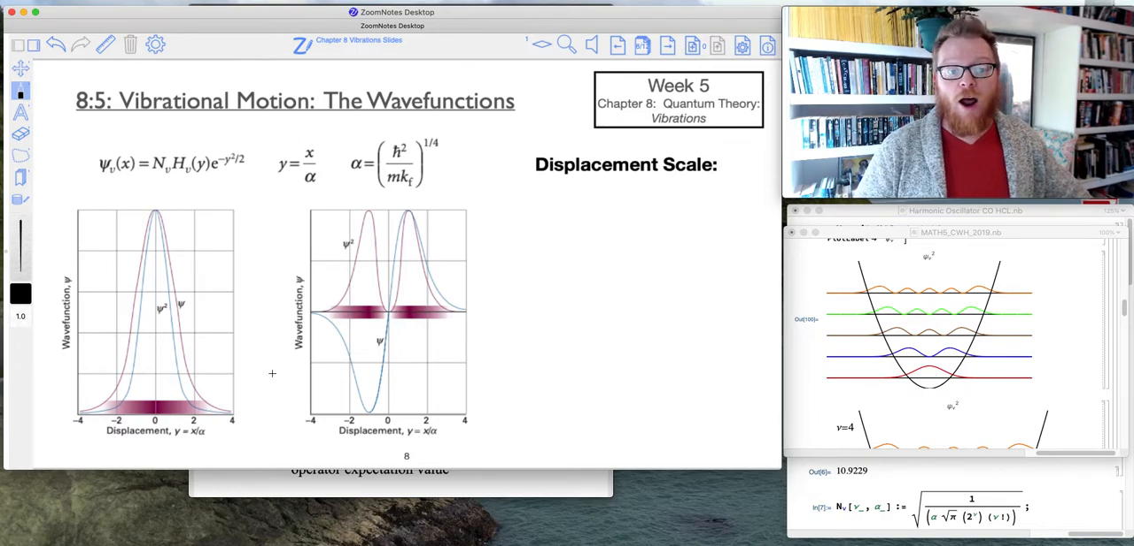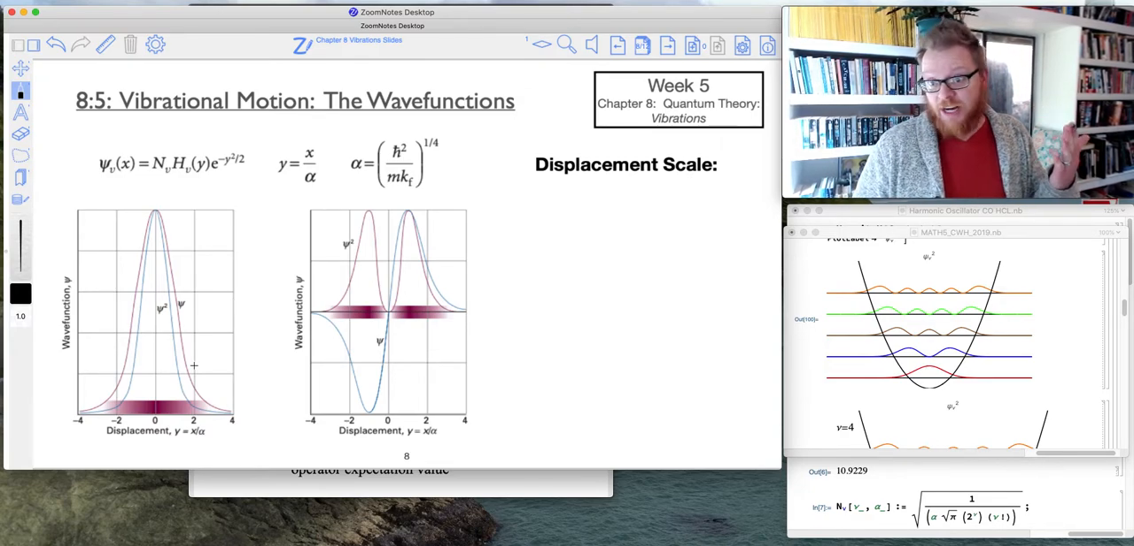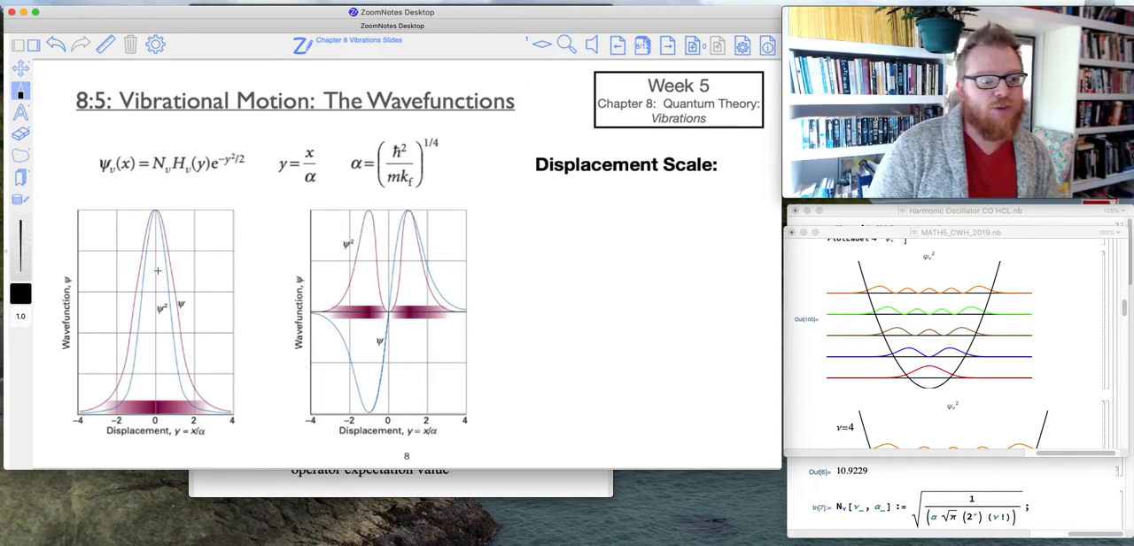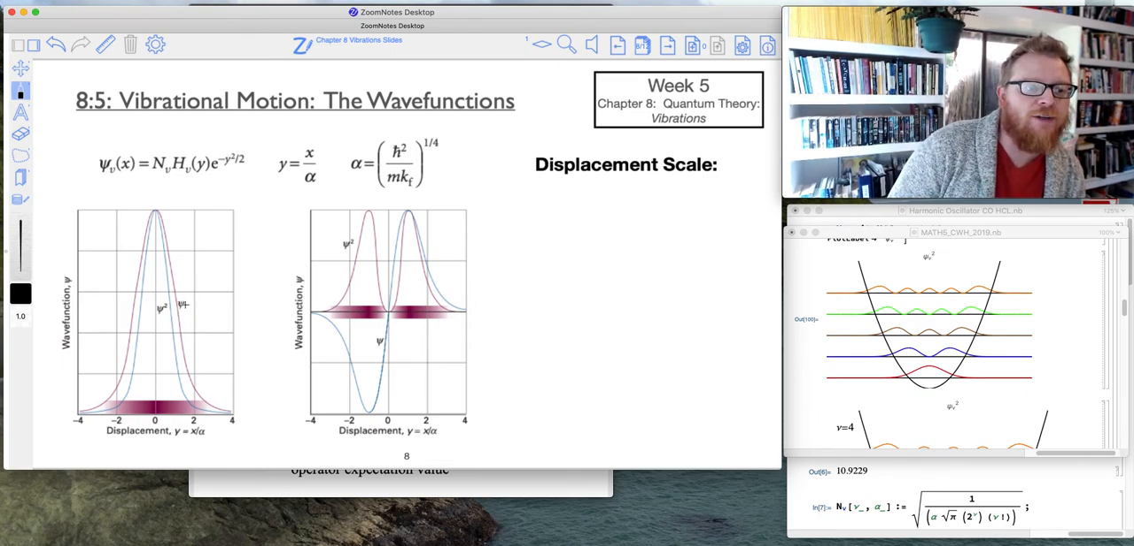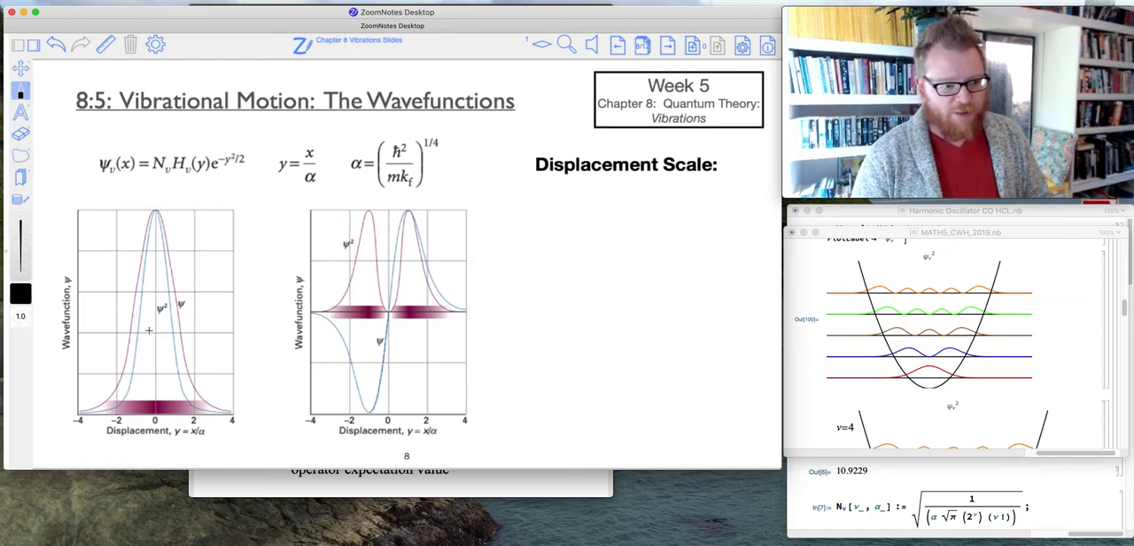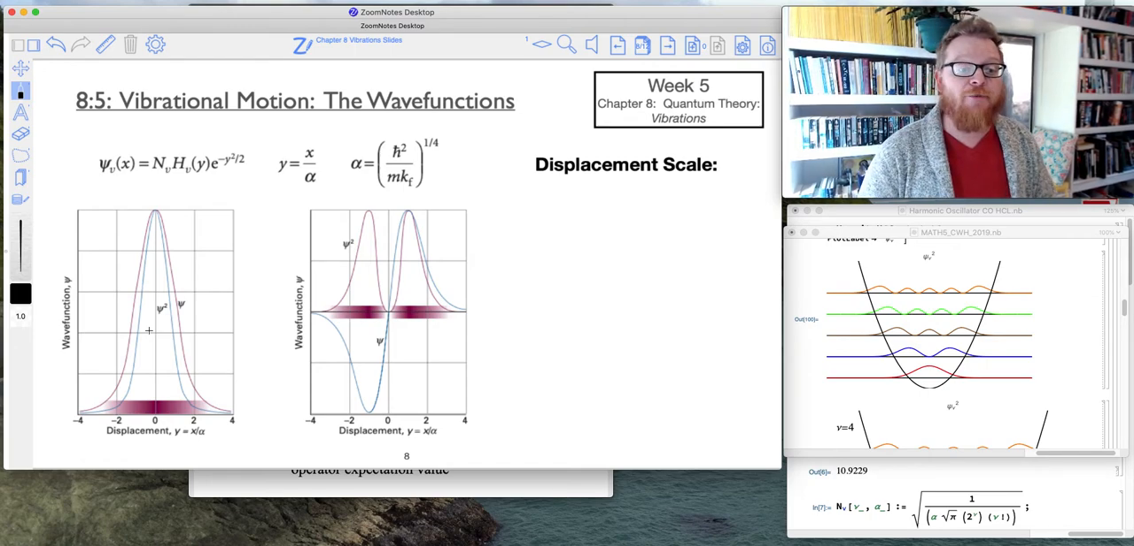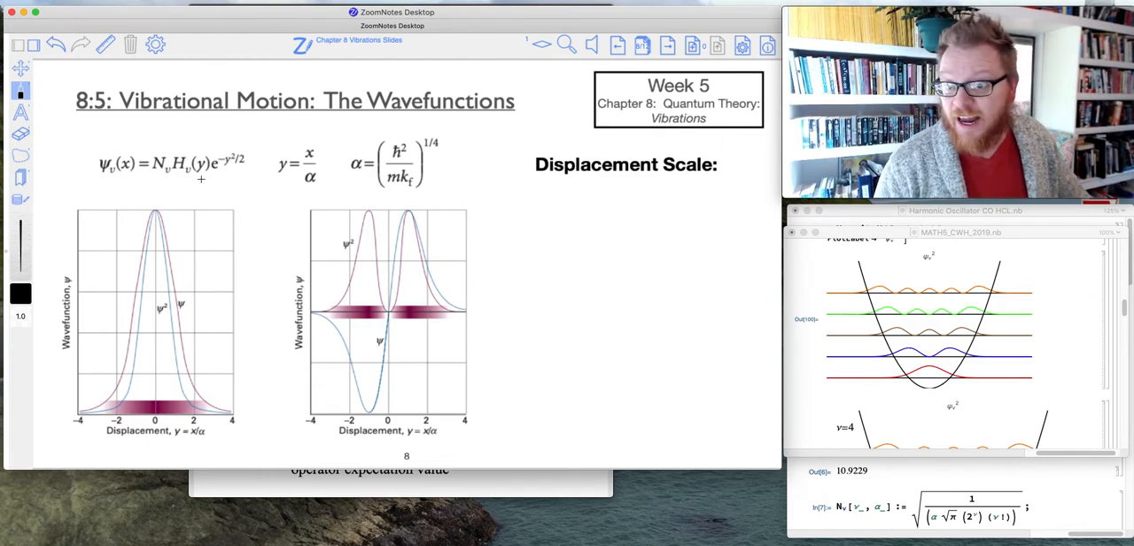So I want to talk more on this displacement scale. And now that we have got a normalization constant, we can also see what the wave function actually looks like. Okay, so this graph is showing you what psi looks like in the red and what psi squared looks like in the blue. They both look very similar. They have the form of a Gaussian distribution because of that e to the negative y squared divided by 2 term. That's what that's giving us.